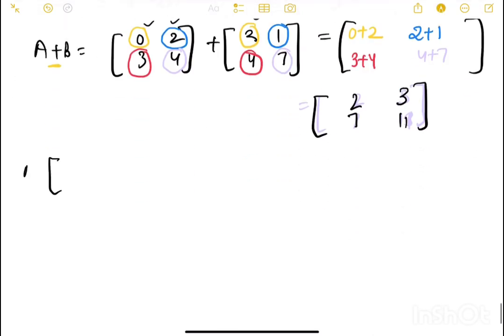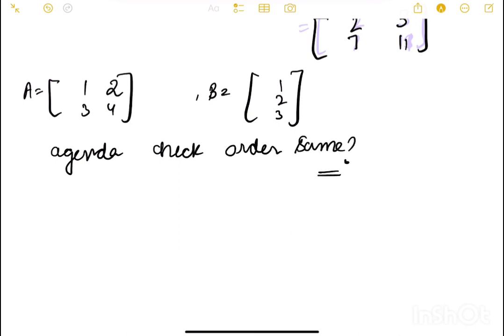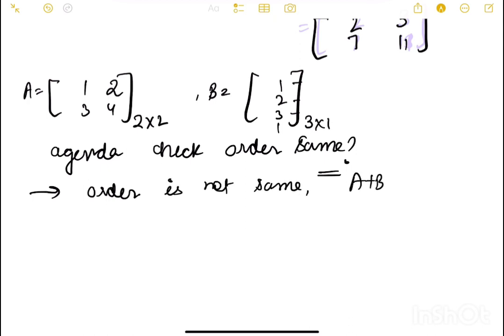Now what if I give you another scenario? This is another example. How can we add these two matrices? The first agenda is to check, is the order the same? What is the order of the matrix A? It has 2 rows and 2 columns. What is the order of the matrix B? It has 3 rows, 1 2 3, and a single column. The order is not the same. So A plus B is not defined.